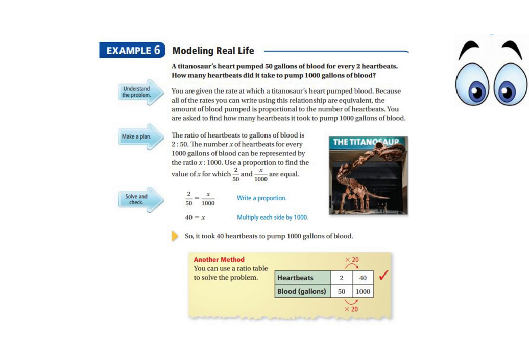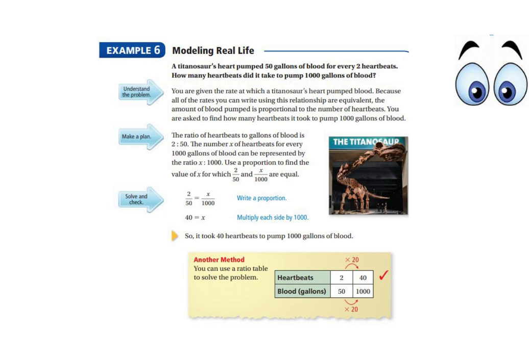You are asked to find how many heartbeats it took to pump 1,000 gallons. So the ratio of heartbeats to gallons of blood is 2 heartbeats for 50 gallons of blood. The number X of heartbeats for every 1,000 gallons of blood can be represented by the ratio of X to 1,000. So we'll use a proportion to find the value of X for which 2 over 50 and X over 1,000 are equal. You could use multiple different strategies.